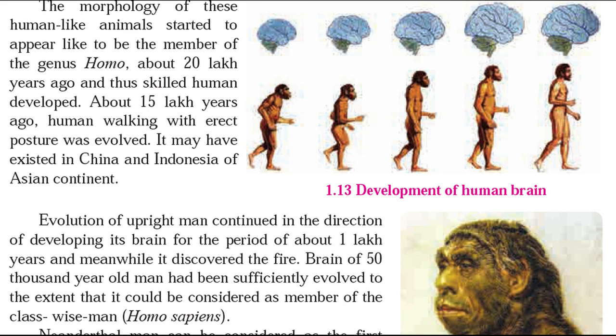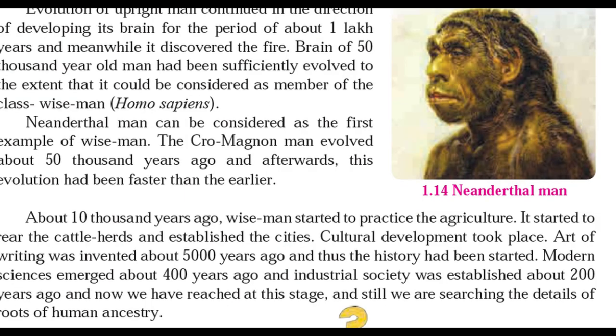Brain of 50,000 year old man had been sufficiently evolved to the extent that it could be considered as a member of the class wise man, Homo sapiens. So that was the origin of Homo sapiens, and we are Homo sapiens. Neanderthal man can be considered as the first example of wise man. You can see the photo of Neanderthal man here in this slide. The Cro-Magnon man evolved about 50,000 years ago, and afterwards, this evolution had been faster than the earlier speed of evolution.